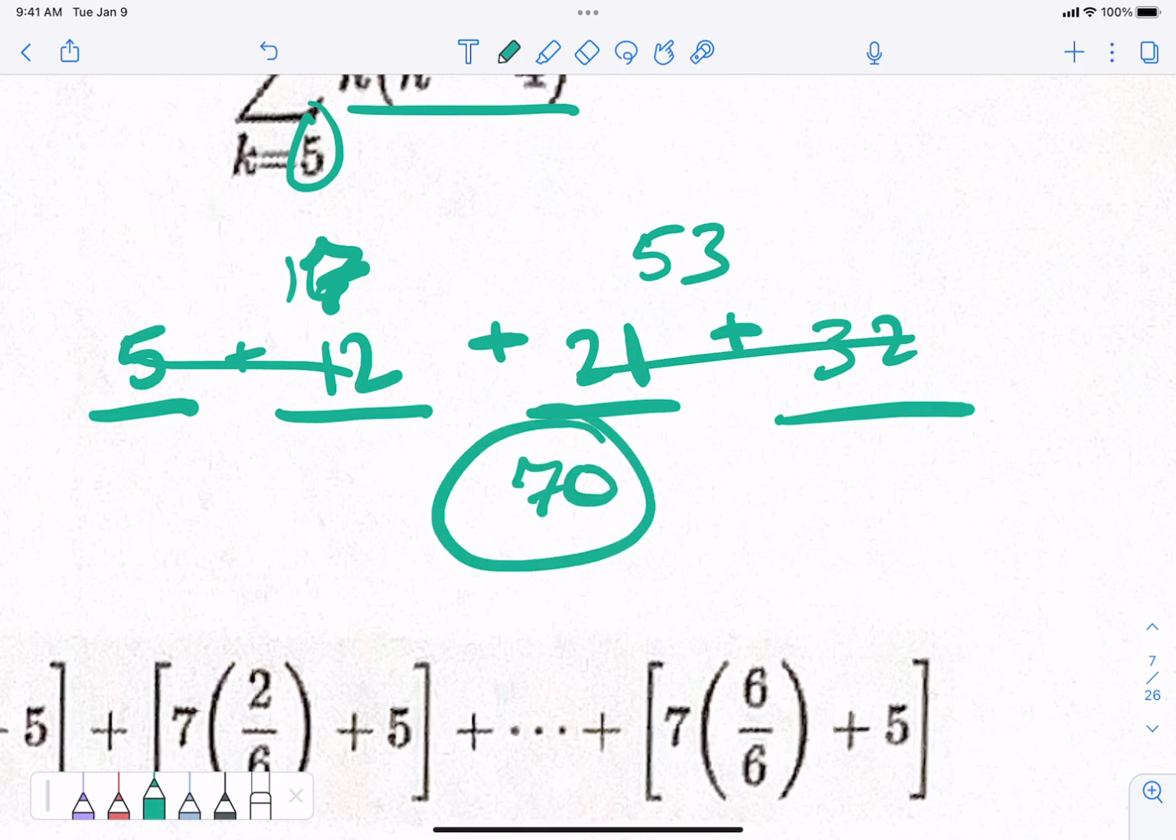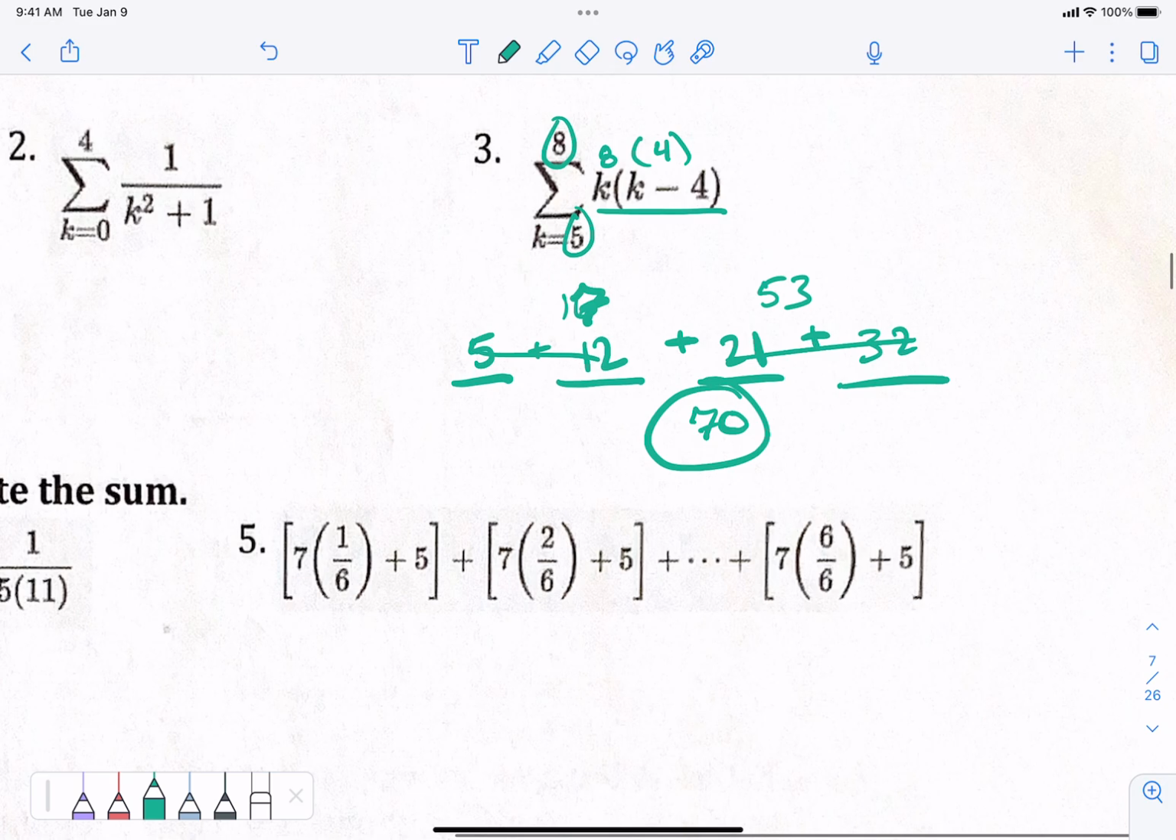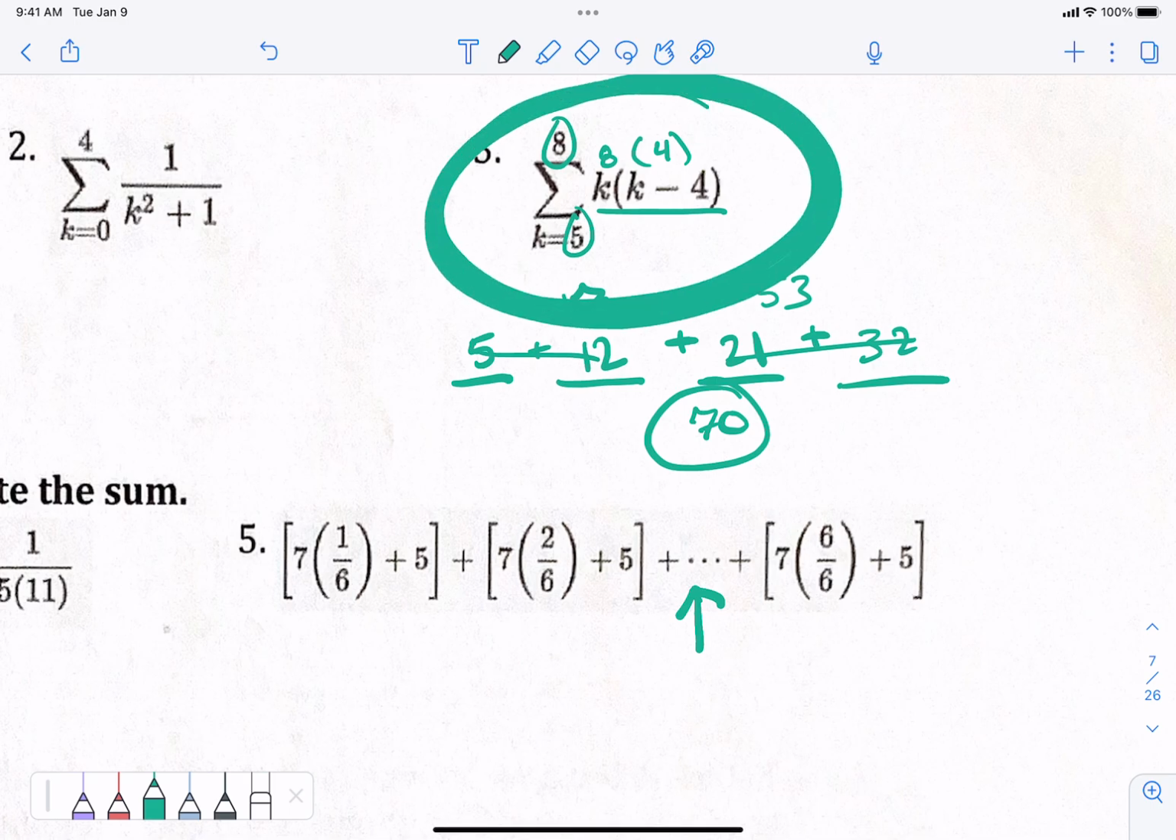There we go. Okay, now they're doing it backwards on number 5. They don't actually want you to figure out what that is, because there's a dot dot dot in here, right? So we're not actually doing the math. We're trying to create one of these and figure out what the formula is.